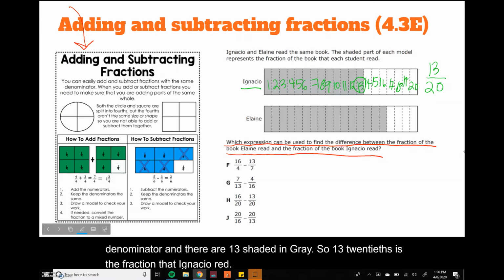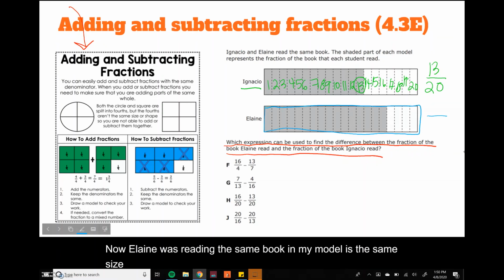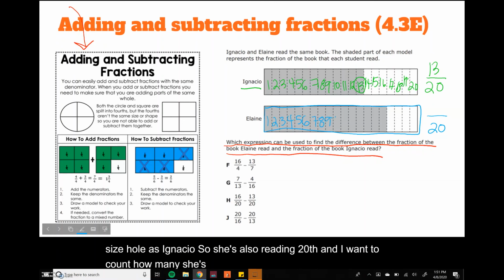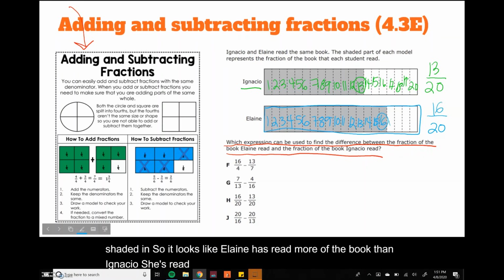Now Elaine was reading the same book, and my model is the same size whole as Ignacio, so she's also reading 20ths, and I want to count how many she's read. I can tell that there's more gray shaded in, so it looks like Elaine has read more of the book than Ignacio. She's read 16 out of 20 parts of that book, so Elaine has definitely read more than Ignacio.